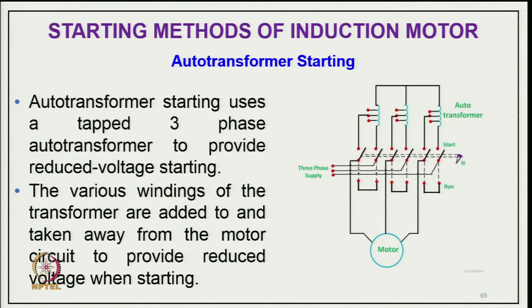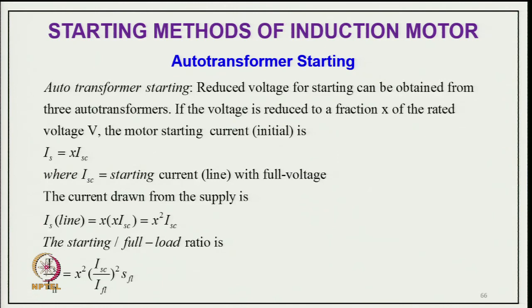So, another one is the auto transformer type of starter. With the auto transformer starter, what we do is first apply a reduced voltage across the motor, and after that we go directly into delta connected mode. Auto transformer starting uses a 3 phase auto transformer to provide the reduced voltage starting, and various windings of the transformer are added to and taken away from the motor circuit to provide the reduced voltage when starting.